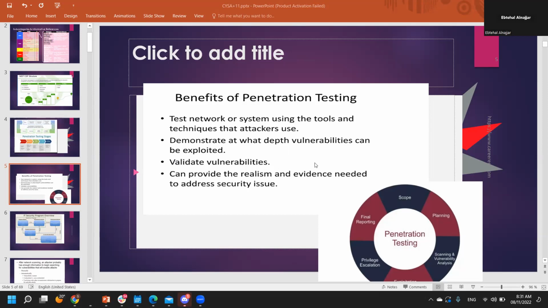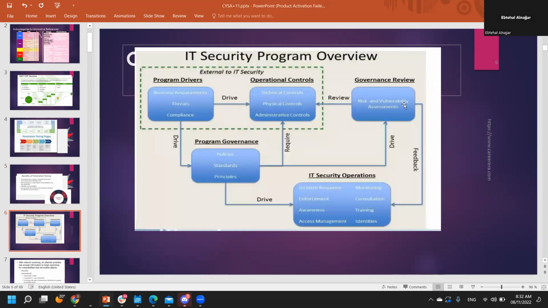Validating the vulnerability you have already discovered can provide the realism and evidence needed to address security. So once you find a valid vulnerability and highlight its severity, you can go back to your team and work with them on how to address this vulnerability and how to protect your system. That's again what I mentioned here in this specific diagram: vulnerability assessment and penetration testing will lead to new technical controls, new physical controls, or even new administrative controls to be implemented.